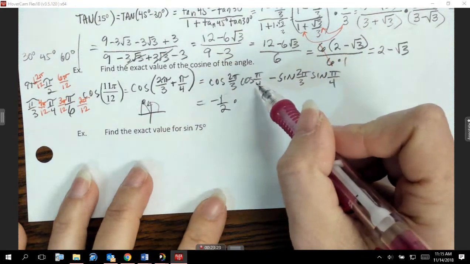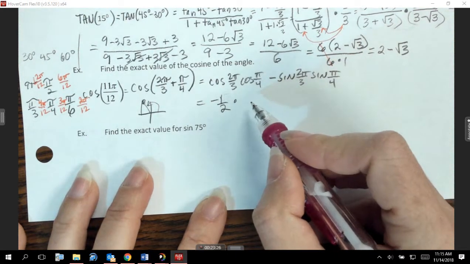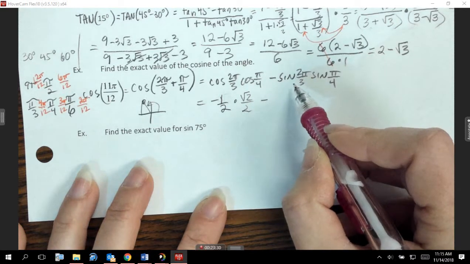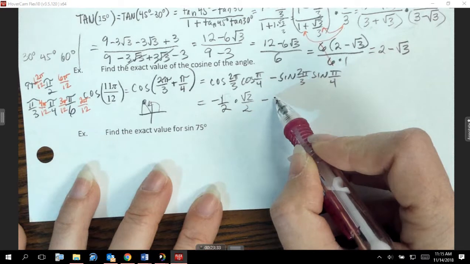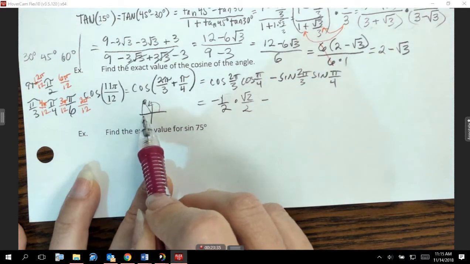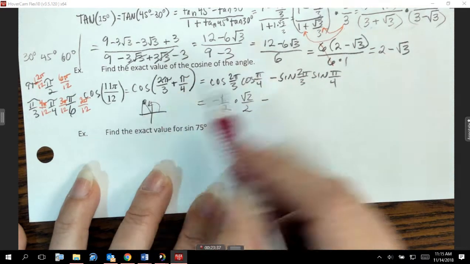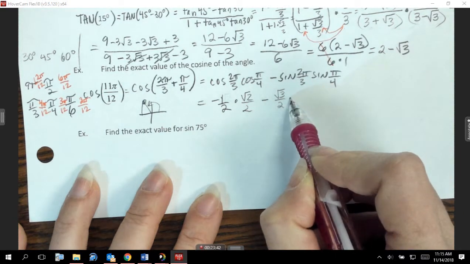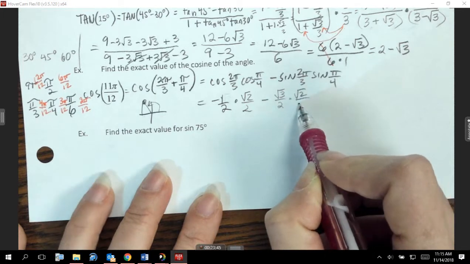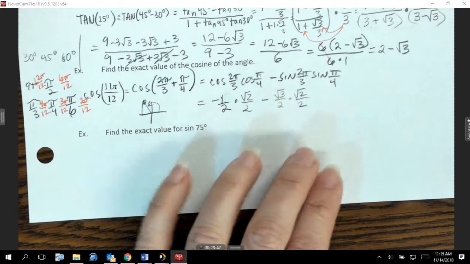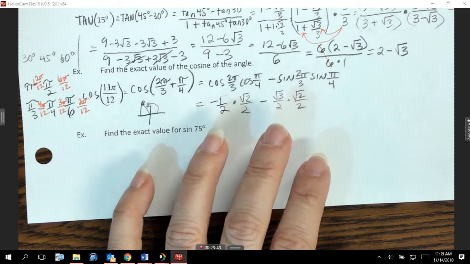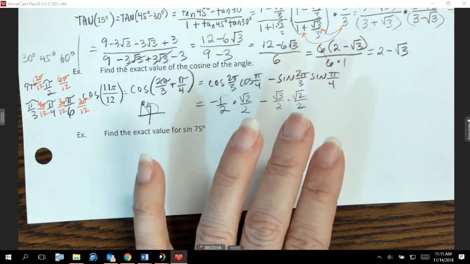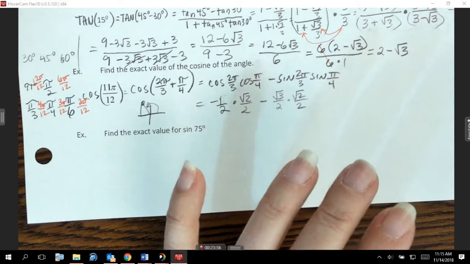All right, and then cosine of pi over 4, radical 2 over 2, minus, now we want the sine at 2 pi over 3. Is that going to be negative or positive? And then the sine at pi over 4 is radical 2 over 2 as well. So now again, let's review how do we subtract and how do we multiply fractions.